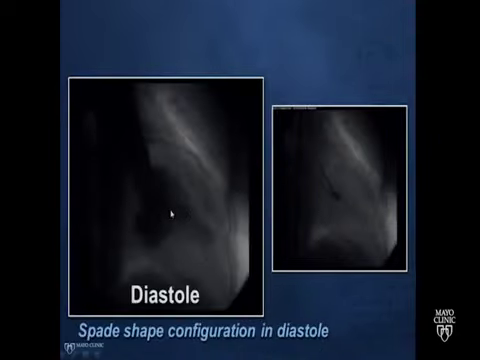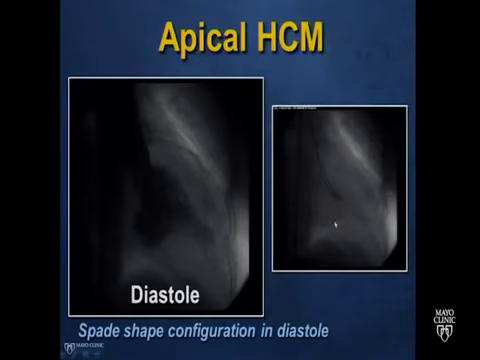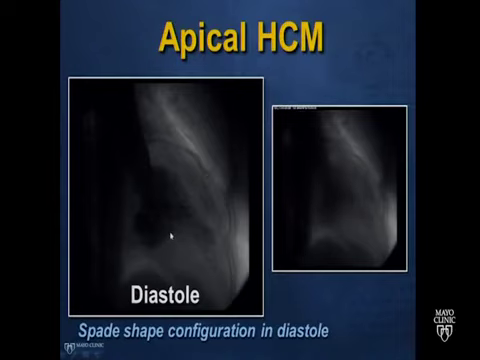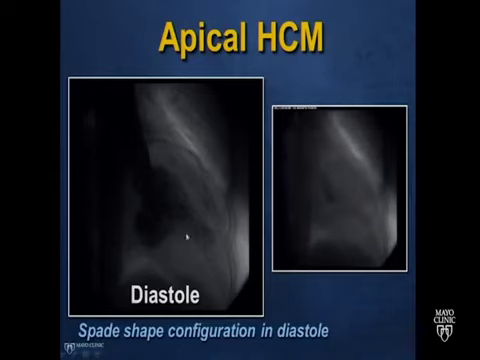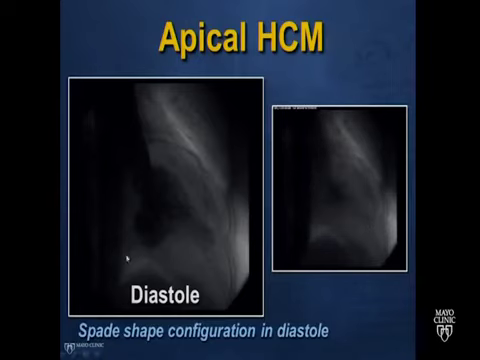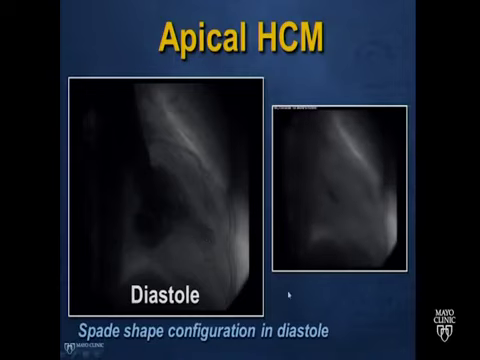Here's an example of a nice LV-gram showing apical hypertrophic cardiomyopathy. In this view, one can see that in diastole the dye is not fully expanded, and this is because this whole area of the apex has left ventricular hypertrophy. A little bit easier to see with a video, but if they show you this still image of a spade-shaped configuration, think of apical hypertrophic cardiomyopathy.